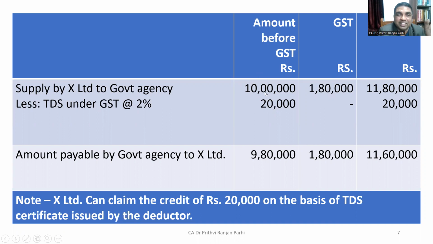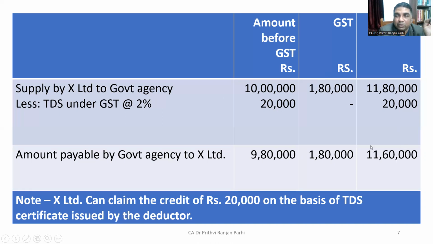Let us say this is an interstate supply. That means IGST will be deducted. If it's an intrastate supply, then 1% CGST and 1% SGST will be deducted, that is 2%, or 1% each, of this 10 lakh rupees. So here you see 20,000 rupees deducted. So effectively, the payment here will be 9,80,000. The GST amount will be fully paid.